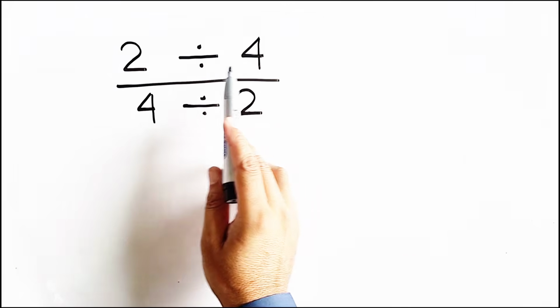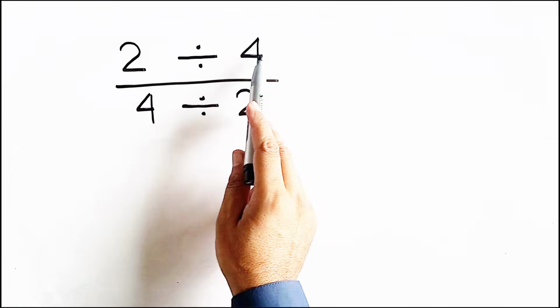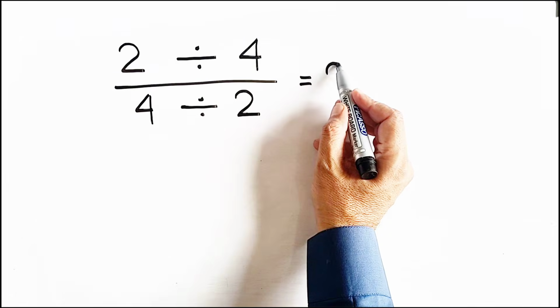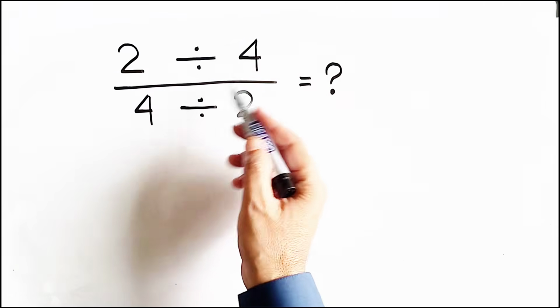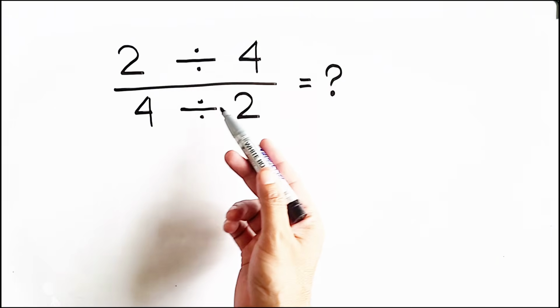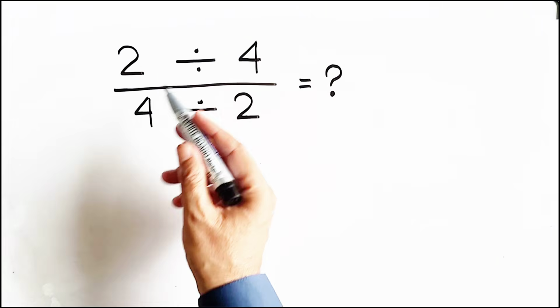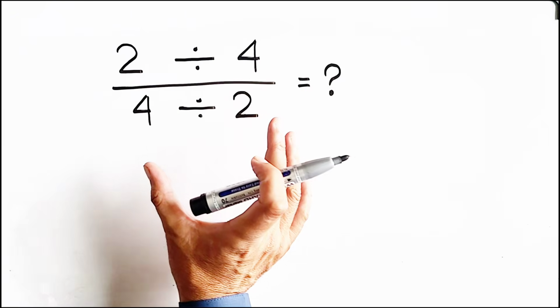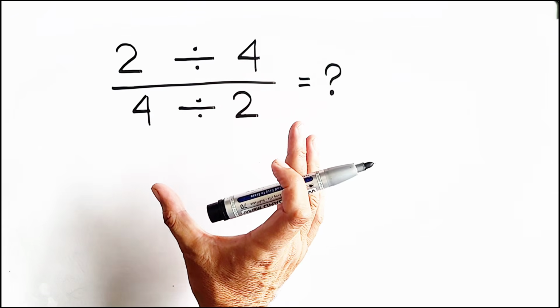How we can solve this tricky math question: 2 divided by 4 over 4 divided by 2, and we have to find its value. Most people give its answer as 1 by just looking at it, but 1 is not the correct answer. We have to solve this question according to some rules, the order of operations.